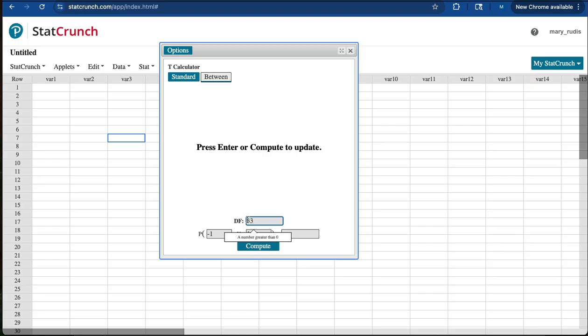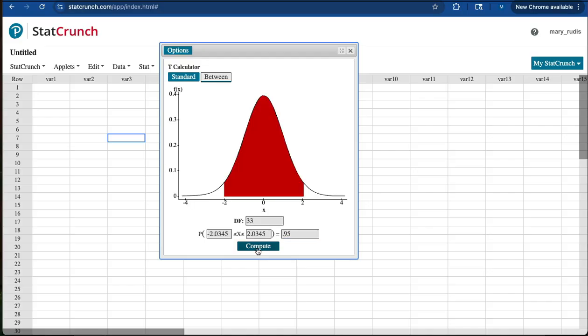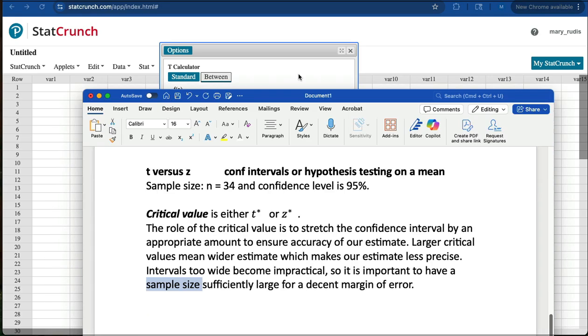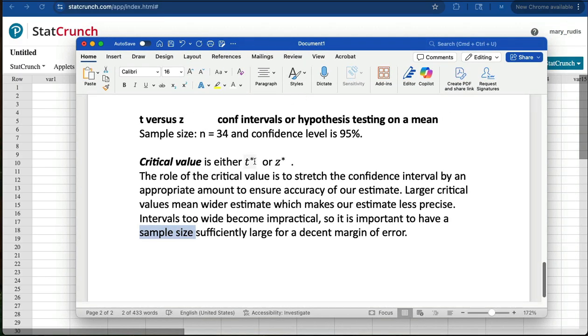My degrees of freedom is 33. And then just as we did with our proportion, we're going to leave these two numbers blank here. And then I'm going to put my confidence level number on the right-hand side, which is 0.95. And then I'm going to hit compute. So the positive of those two numbers, 2.0345, that's going to be my T star. Okay. So if I pull this back up, T star is equal to 2.0345.